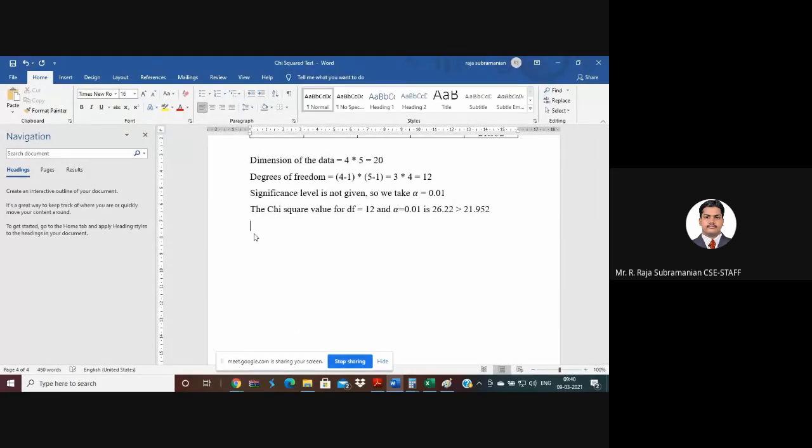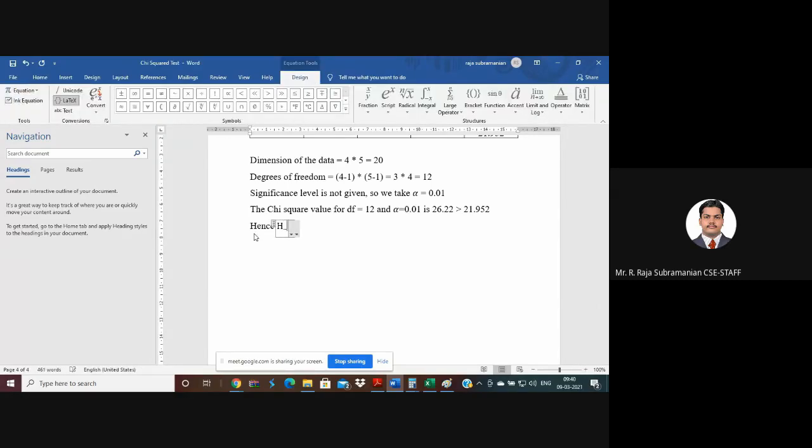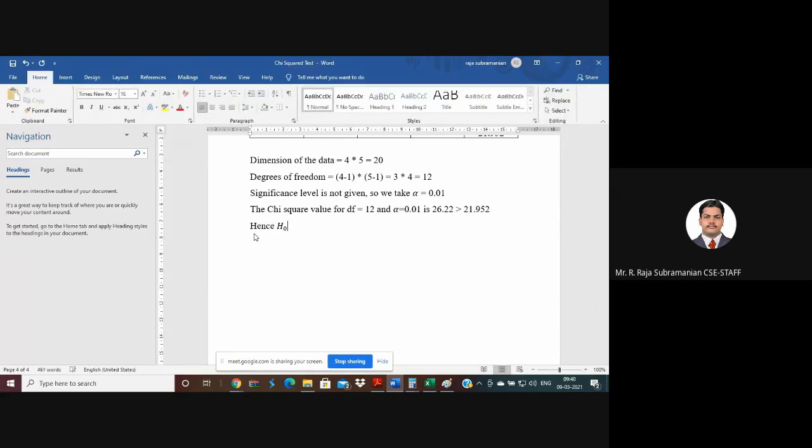So hence H naught is accepted. There is no relationship between marital status and qualification.